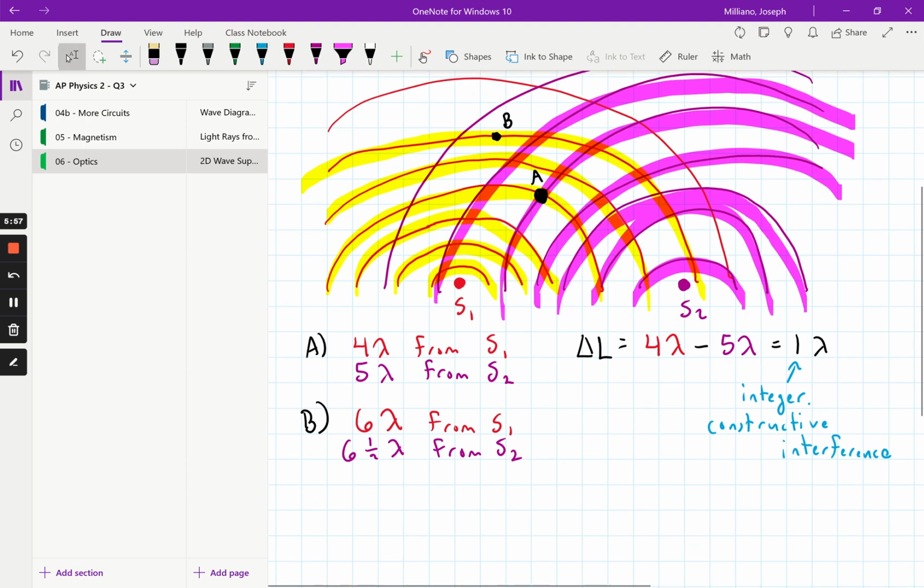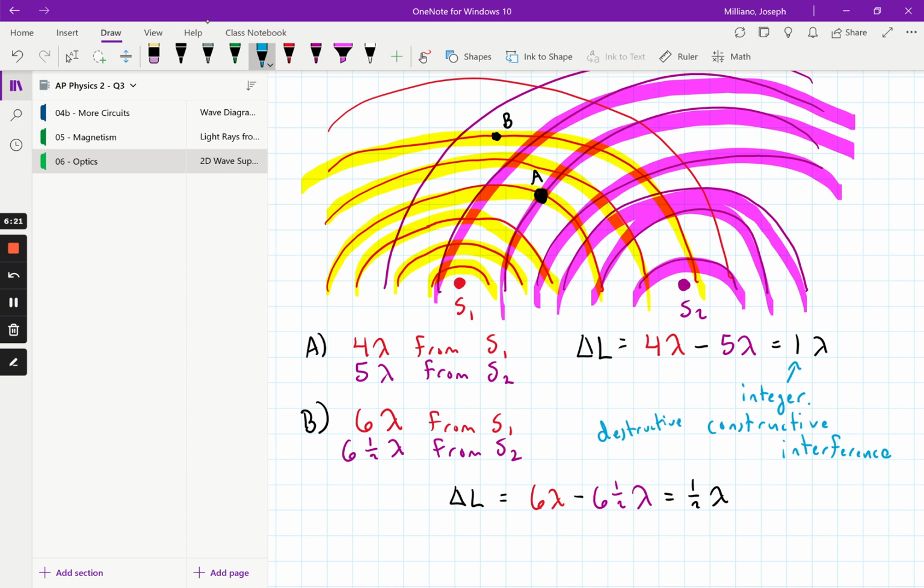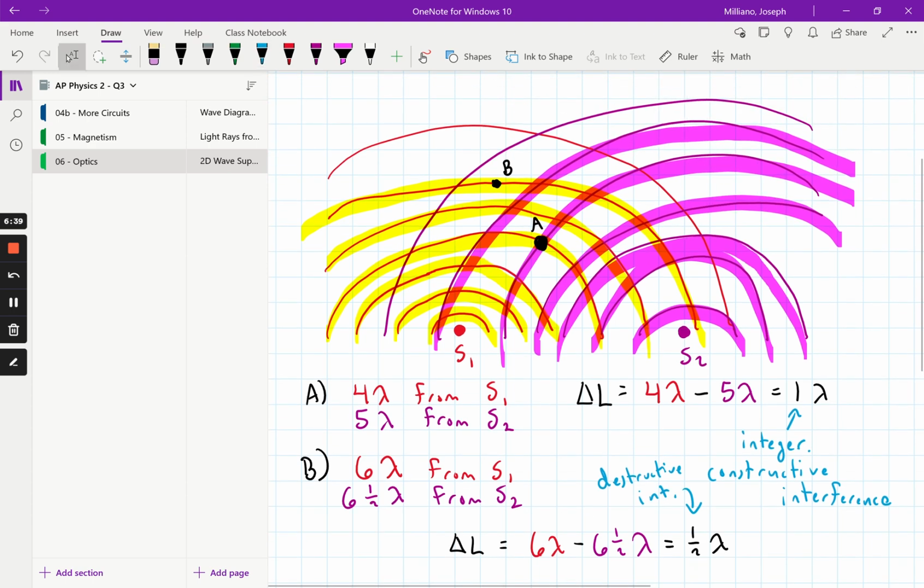So we're actually 6.5 wavelengths from S2. What does that mean about our path difference? That means the path difference for B is 6 wavelengths from S1 minus 6.5 from source 2, or 1/2 wavelength overall, which means that at point B, that will be a point of destructive interference. If this were our water wave, we would actually see no amplitude of wave at that point. It would be perfectly still there. For a light wave, that means we would have darkness. Let's do one more point.